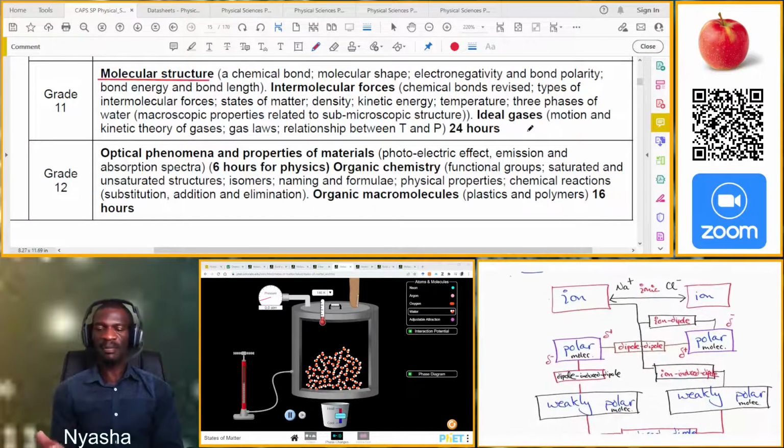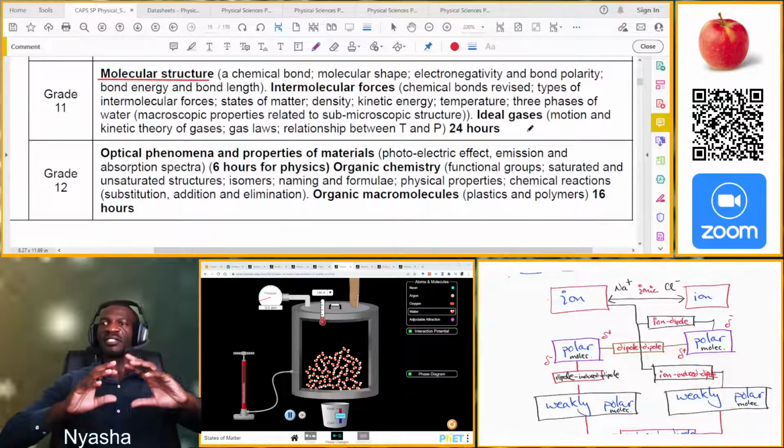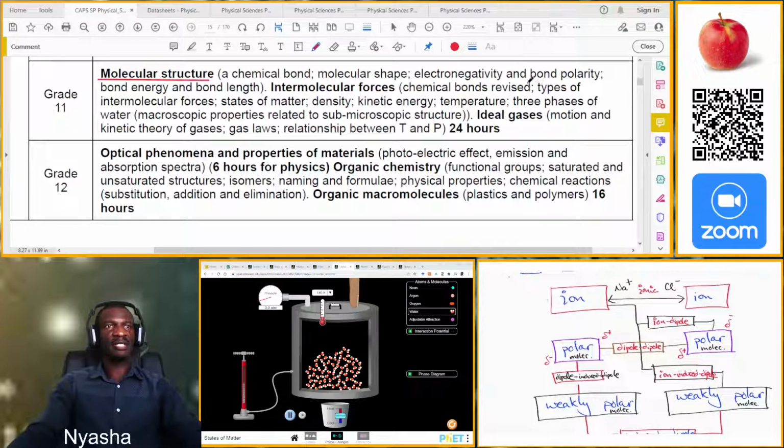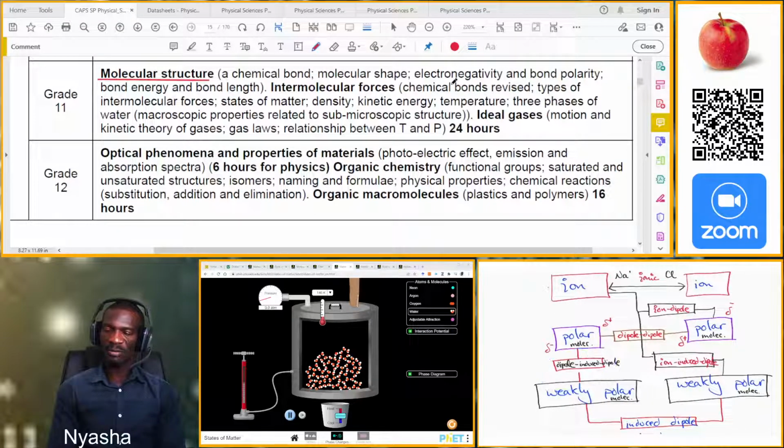And then bond polarity, we see it within. We saw the difference in electronegativities leading to a certain polarity of bonding. Bond energy, we can see it in other calculations. Bond length, we had a question on that. But within the same paper, we then had a question on types of intermolecular forces: dipole forces, induced dipole forces, ion-induced dipole forces.